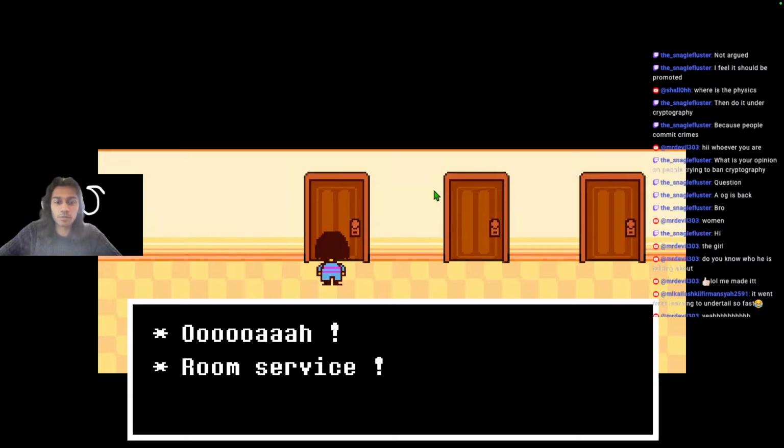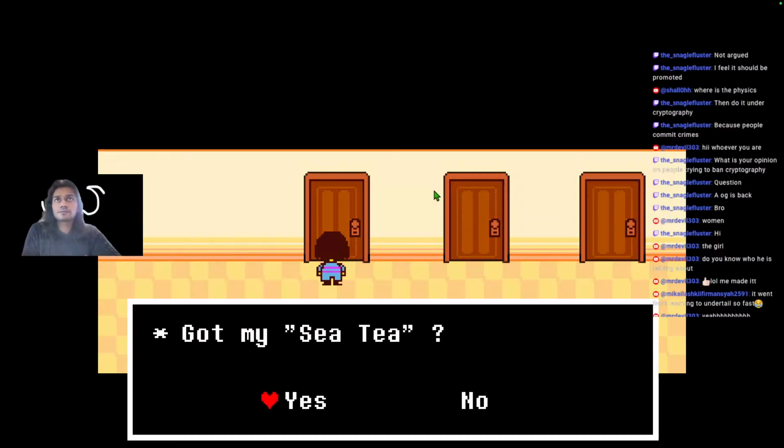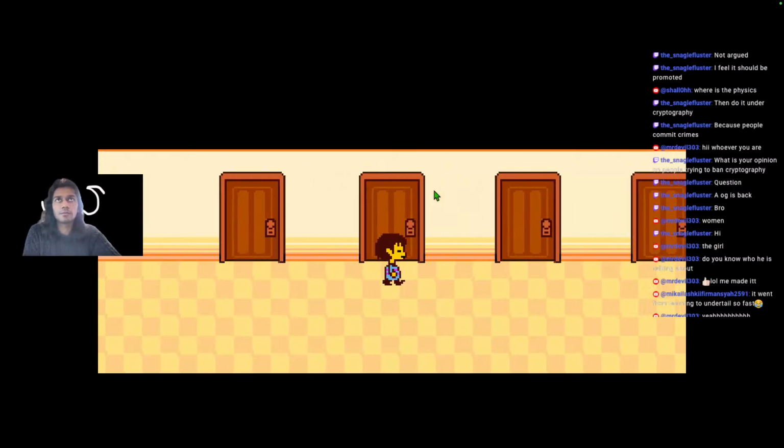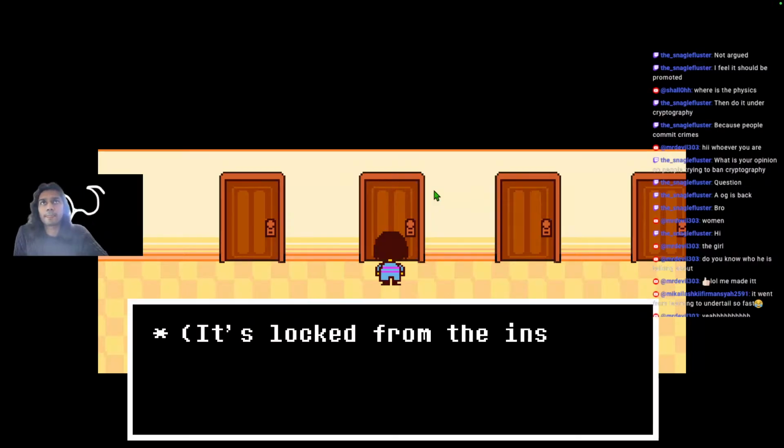I feel like it should be promoted, not argued. Okay. No. I mean, from what I've read, it's basically encryption, right? End-to-end encryption. I believe that should be there.